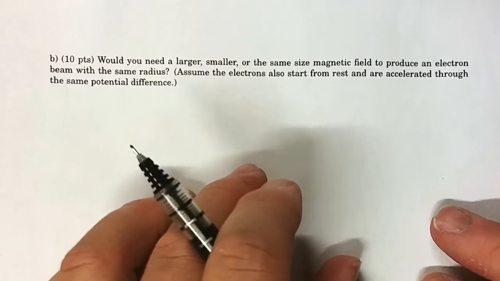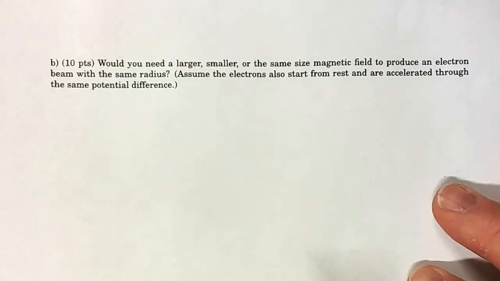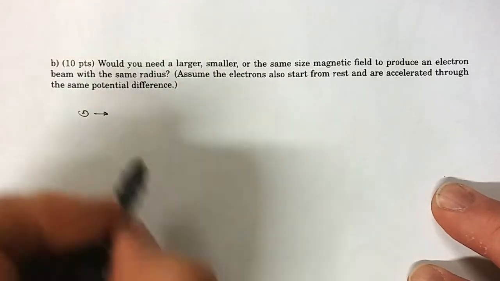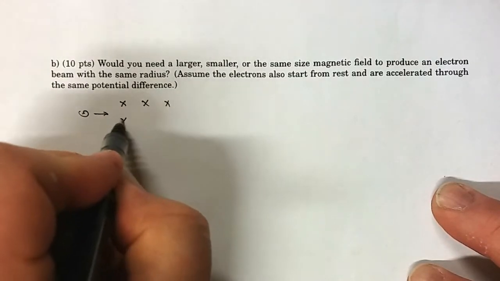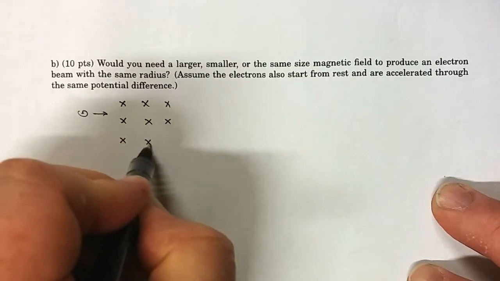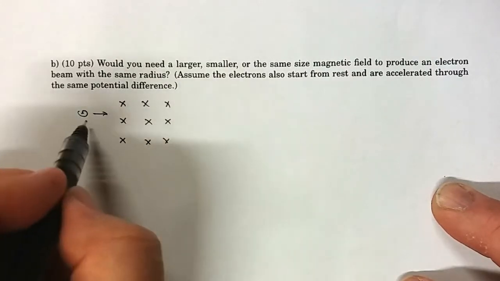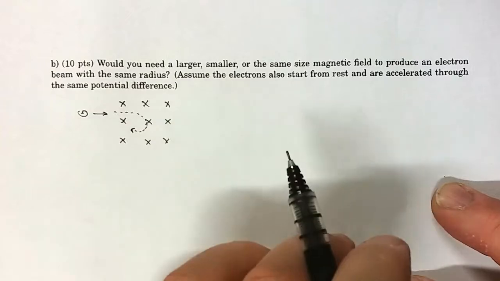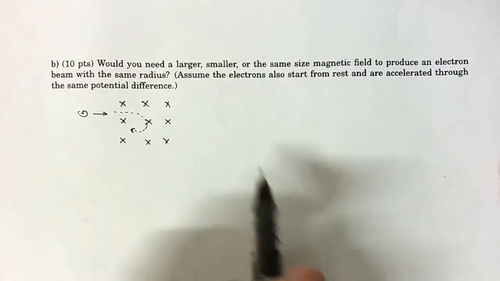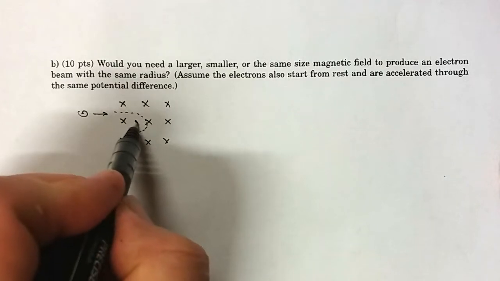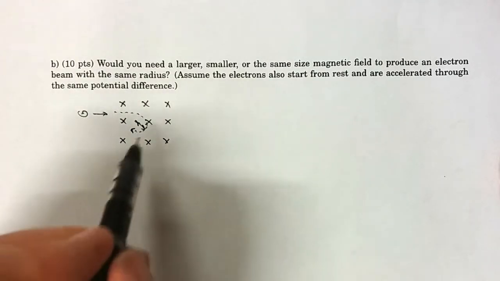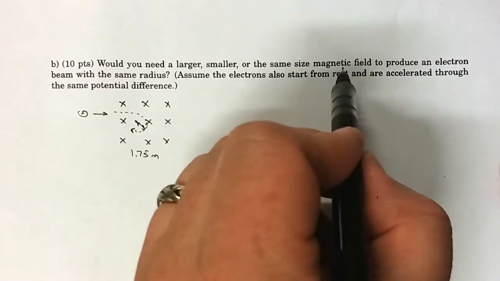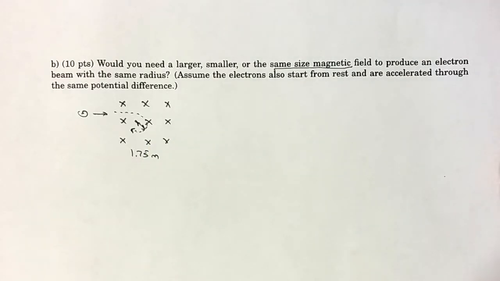Then, Part B asks, what happens if instead of protons we use electrons? Well, I guess one thing, if the field is still pointing in, v cross B will be up, but if this is a negative charge, the trajectory will be in the other direction. But that's not what the question asks. They want to know if we want the radius to be the same. So again, this radius here, even though it's on the other side, we want that radius to still be 1.75 meters.